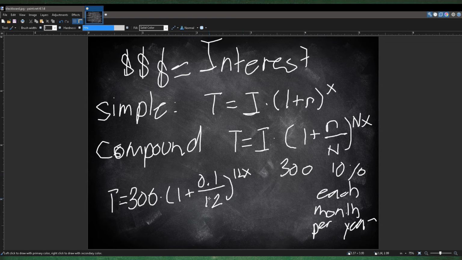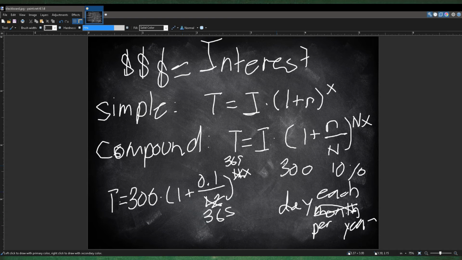So let's say it's not each month, but each day. It's not going to be 12 because there are 365 days in a year. So 0.1 is going to be divided by 365, and then it's raised to the power of 365. So that's how it would be compounded.